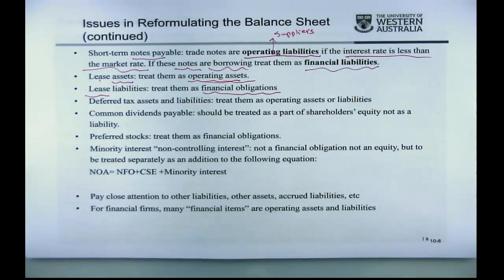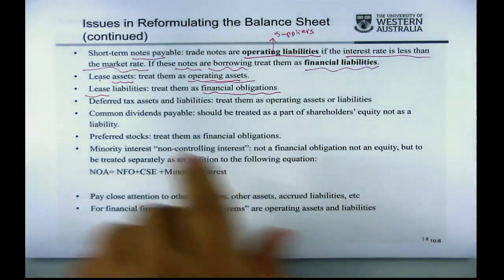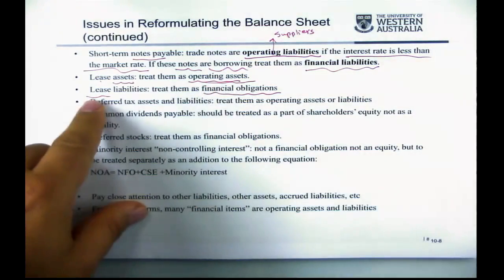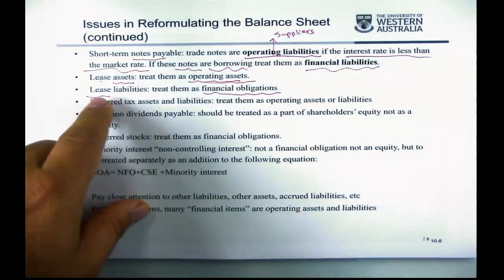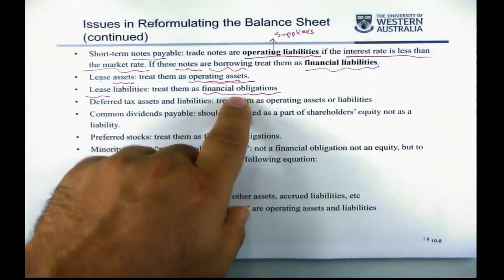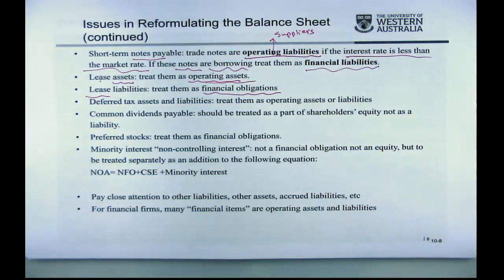So on the asset side, this leased asset should be treated as an operating one, and on the liabilities side, the lease liability should be treated as a financial obligation because it was financing, or the other firm financed our asset, something like this.